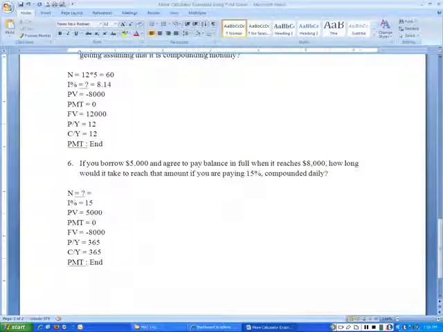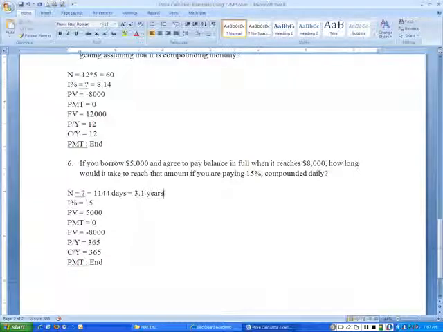Then you can come up here and hit alpha enter, which is the solve, and it's going to give you about 1144, which, if you remember, is in days, since we were doing everything in days. So if we were to divide that 1144 by 365, then you would get about 3.1 years.